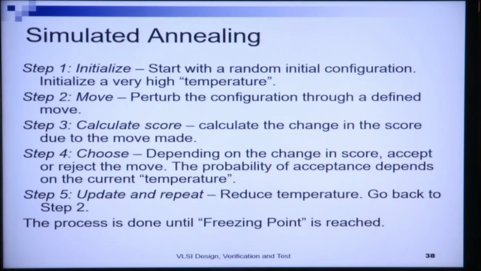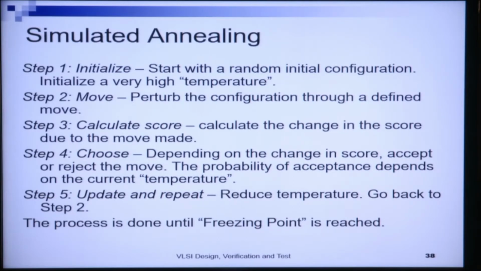So we start with a random initial configuration and initialize it to a very high temperature, and then we perturb the configuration through a defined move. So perturbing means I make a move, either a merge or a split, randomly. So that is what I mean by perturb. Then we calculate the change in score. Which is score? For us, the score is the cost. So the area cost of the solution is our score. We calculate the change in area cost or score due to the move made.